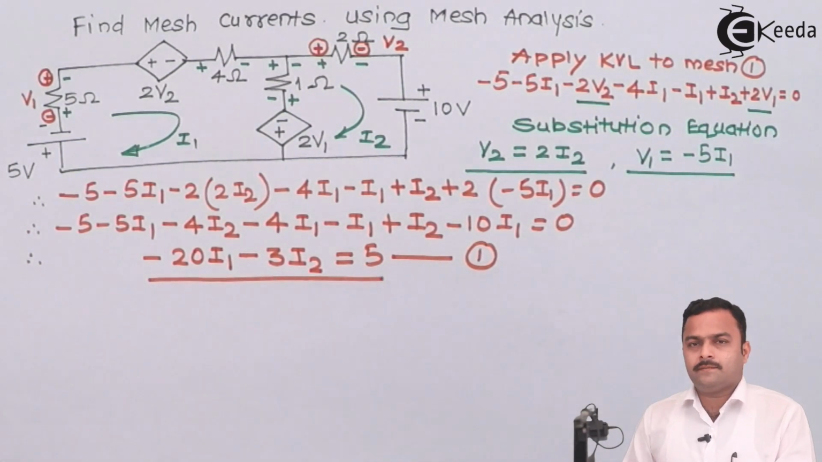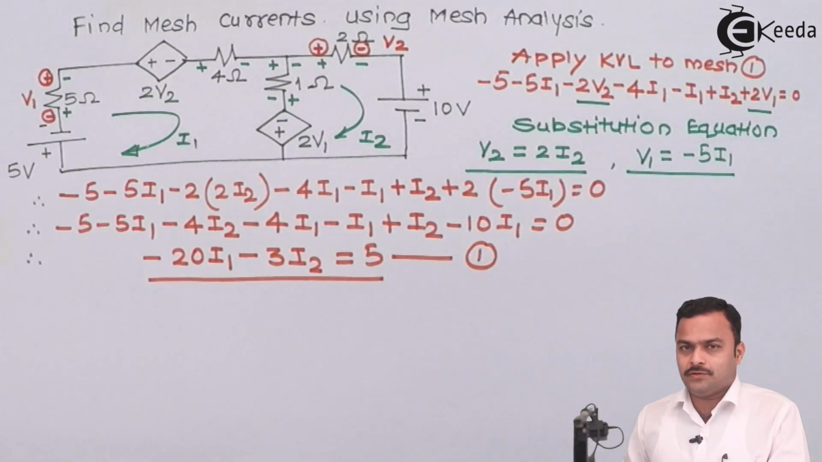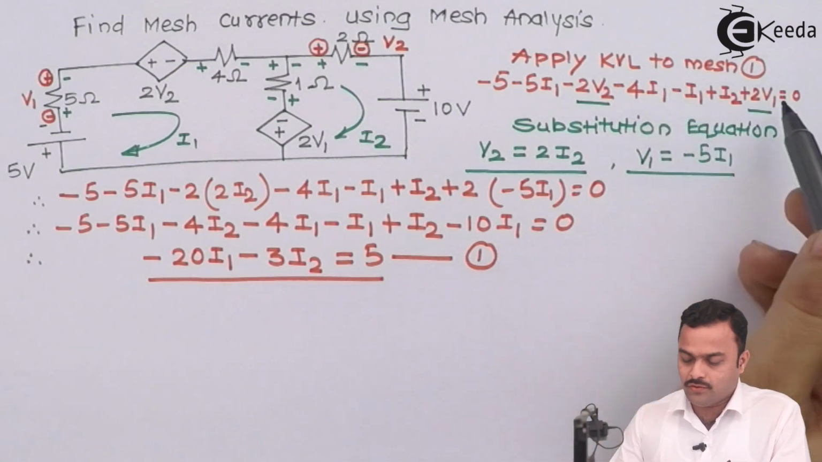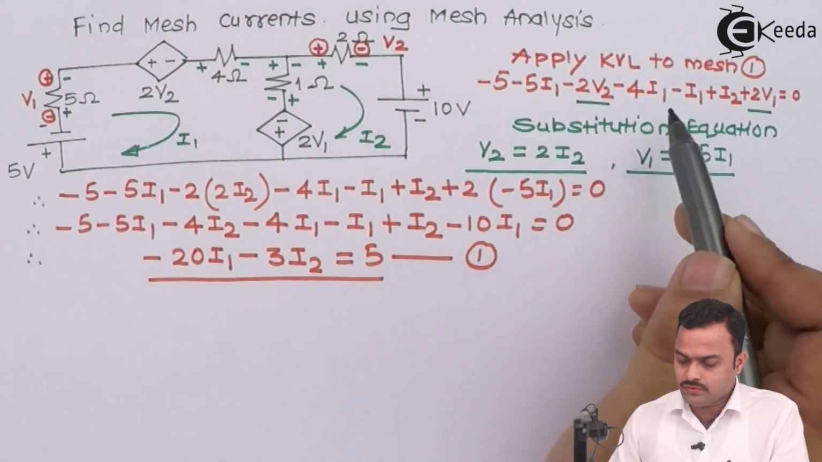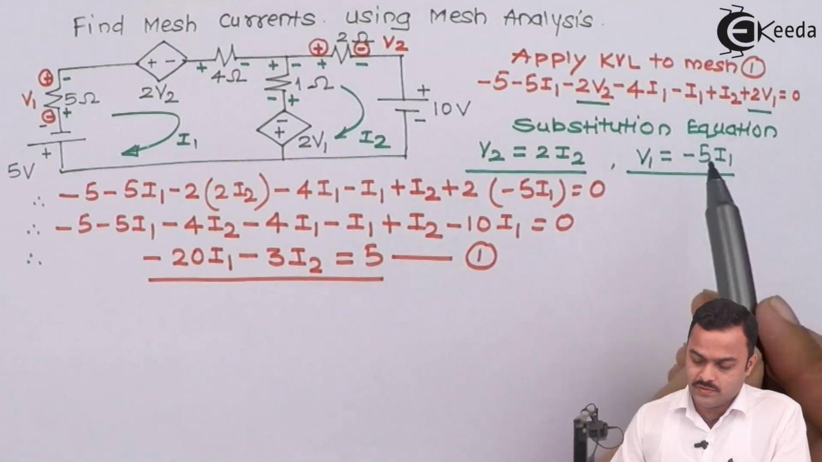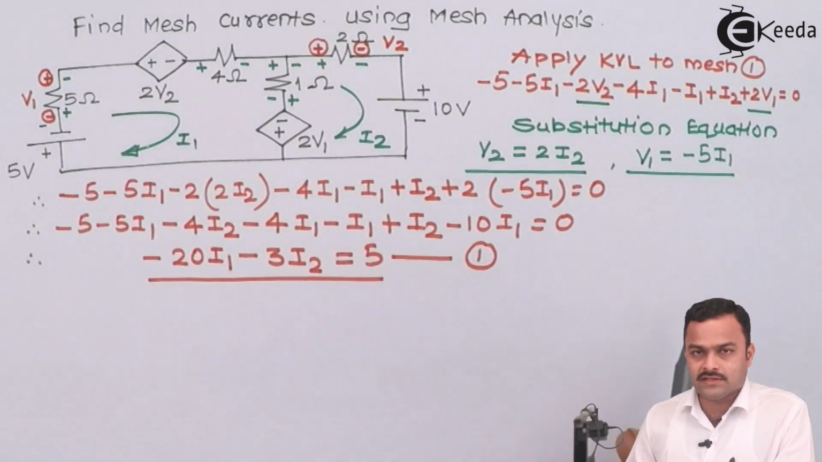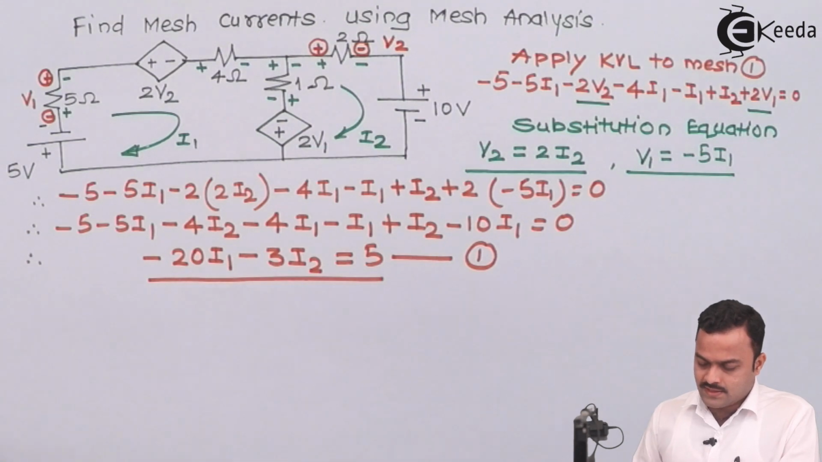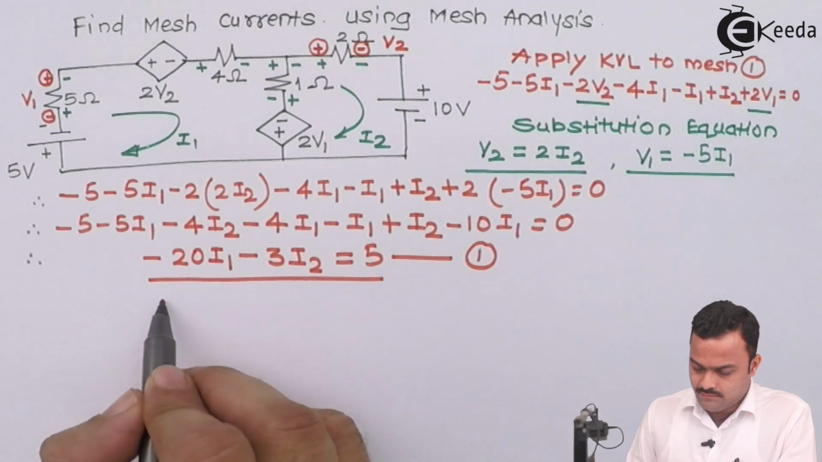So what we have done is simply apply KVL to mesh 1, but we got 4 variables. We reduced 2 variables by using substitution equations which we get from the circuit condition. Okay. Now let's continue this with mesh 2.